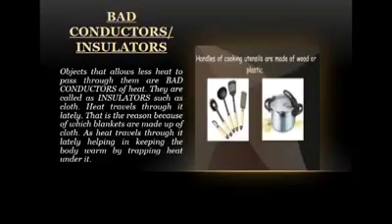Okay, now we have bad conductors, which are also called insulators. So what are bad conductors? Objects that allow less heat to pass through them are bad conductors of heat. They are called insulators, such as clothes. Heat travels through them slowly. That is the reason blankets are made of cloth, as heat travels through it slowly, helping in keeping the body warm by trapping heat under it.